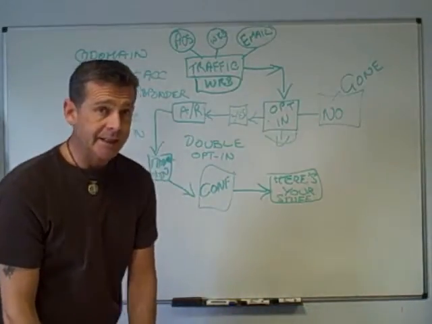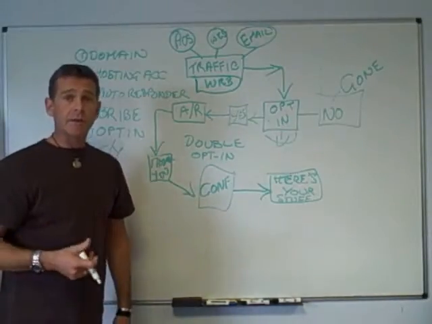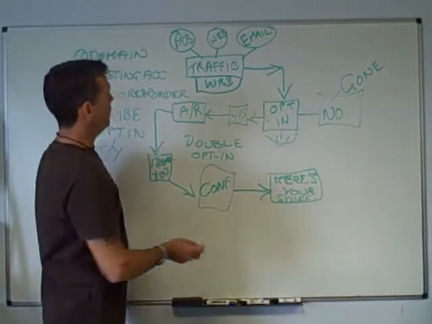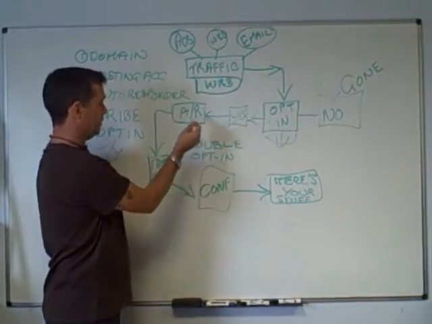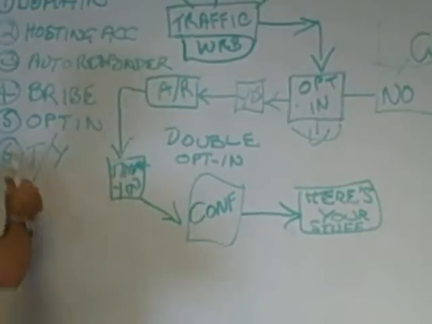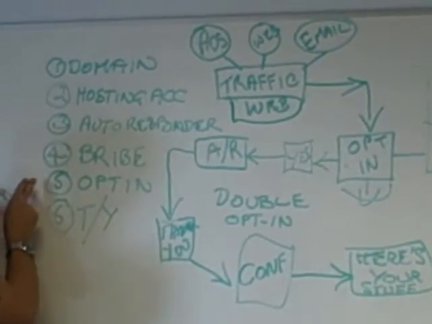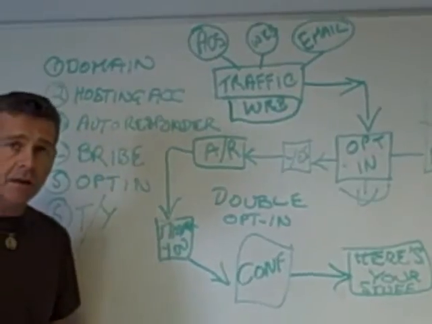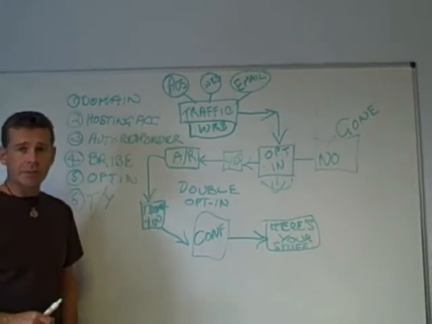Now hopefully that's all made sense. If you've got any questions, as usual, you can email us, or of course you can pick up the telephone and you can ask. But as I say, the process is fairly simple. You're going through traffic, opt-in, autoresponder, thank you sequence. You've got domain, hosting account, autoresponder, bribe, opt-in and thank you down there. And if you get that right, you'll get some good traffic and you'll get some good business.